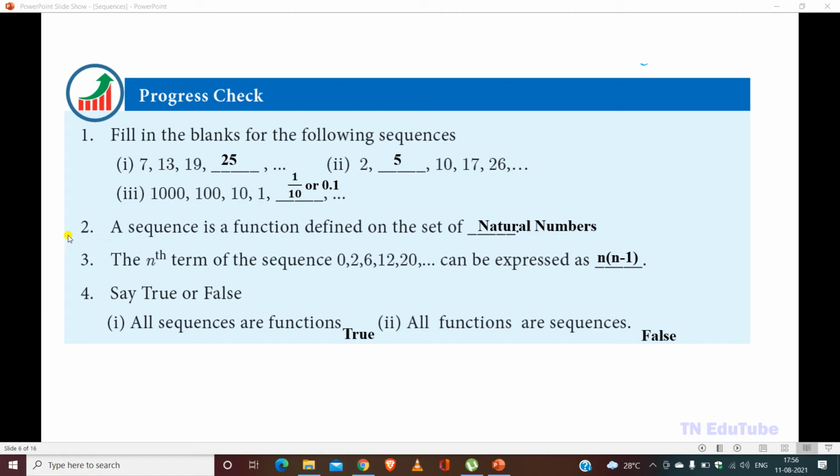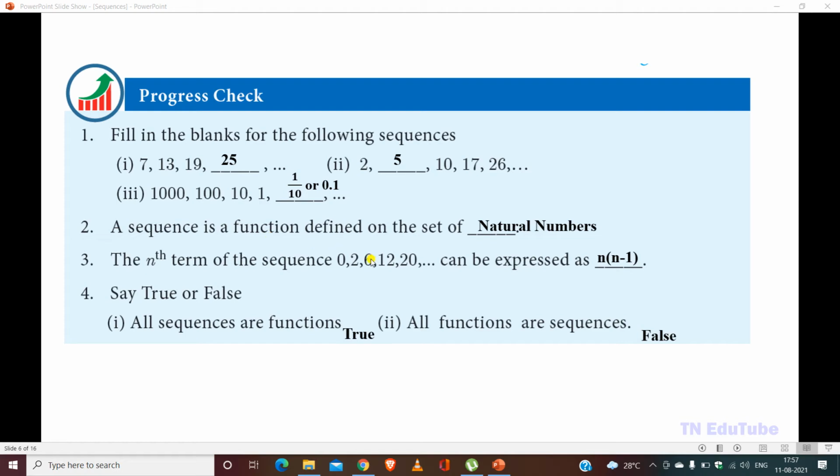Then the third one: 1000, 100, then 10. The third term is 10, then 1. Here it is dividing by 10. 1000 divided by 10, you get 100. 100 divided by 10, you get 10. 10 divided by 10, you get 1. So the next number is 1 by 10 or 0.1. The next number is 1 by 100 or 0.01, like that. Here one dash is there, so you can write it as 0.1.